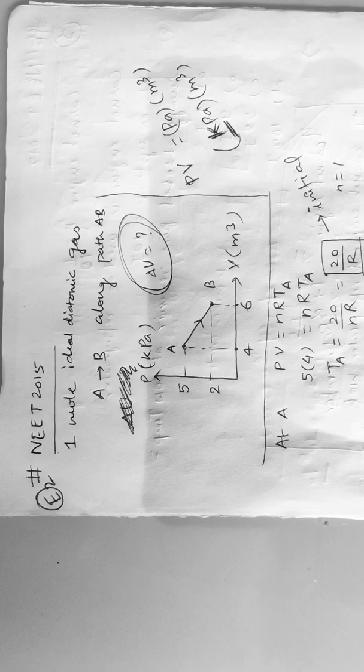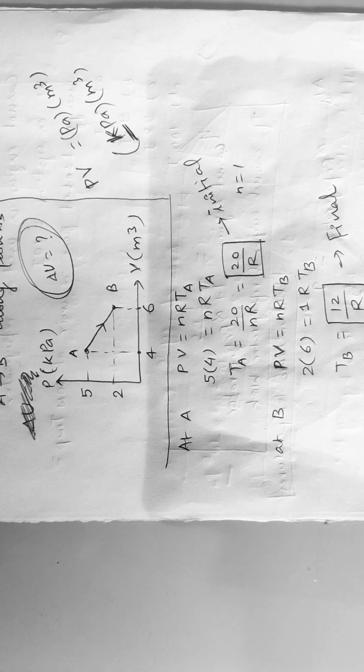Next question. Dear students, in this question you can find an indicator diagram, starting from A, and the final state is B, A to B. Now we have to find delta U, the change in internal energy. It's 1 mole of ideal diatomic gas from A to B. Now let us try to understand the units. The pressure is given in terms of kilopascal and volume is given in terms of meter cube. So now let us try to find delta U. When you look into the diagram, at point A pressure is 5 and volume is 4.